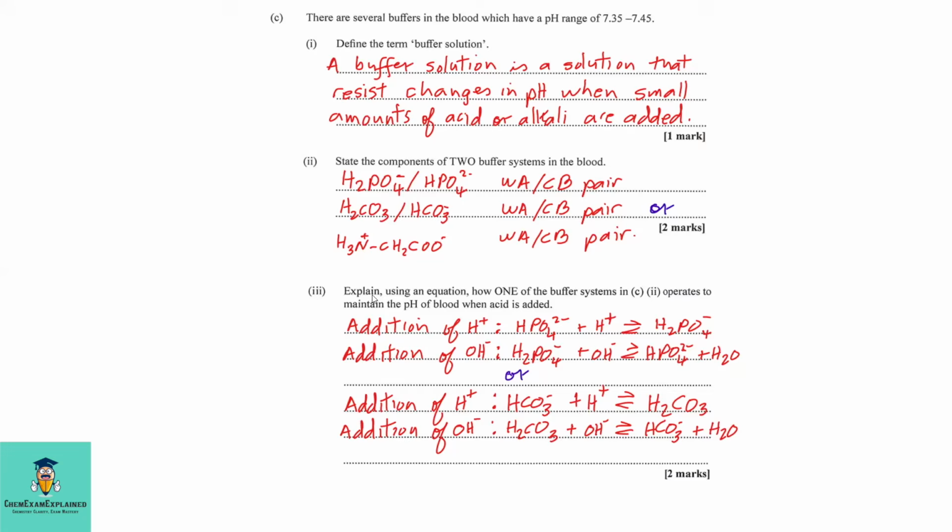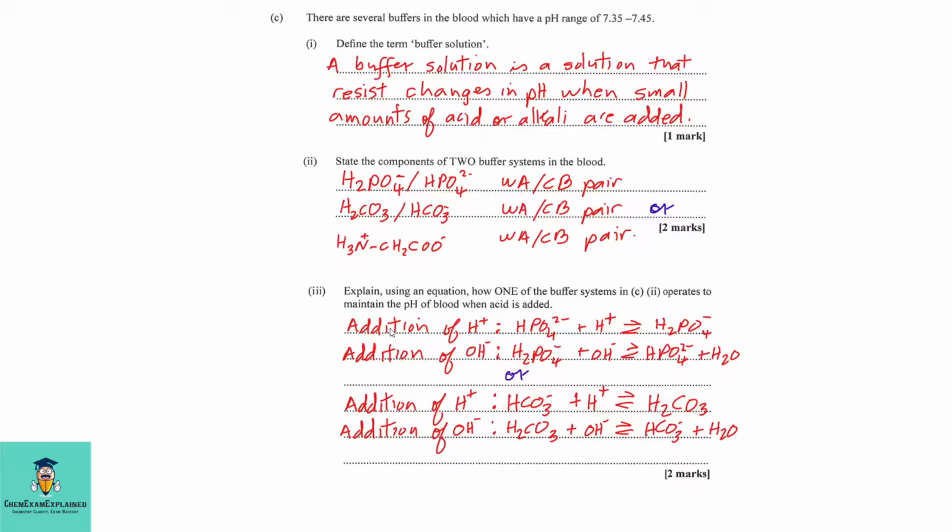C part 3. Explain using an equation how one of the buffer systems in C part 2 operates to maintain the pH of blood when acid is added. Now, because we're using this question to prepare for an exam, what I did was to look at if we add acid as well as if we added base, what would happen to the equation. So even though the question only requires the acid, in preparation for other exams, I included the base.